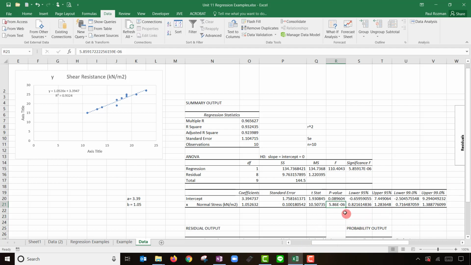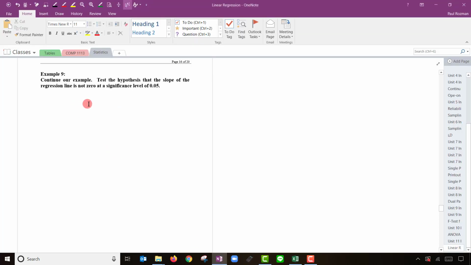So if we were going to do our hypothesis test, as it was stated over here, continue our example, test the hypothesis that the slope is not 0. So that's our alternative hypothesis, that we have a slope not equal to 0. We could quickly write that up nicely using the data that we had from the other page. Null hypothesis, alternative hypothesis. The slope parameter is beta. The null hypothesis is that it is 0.